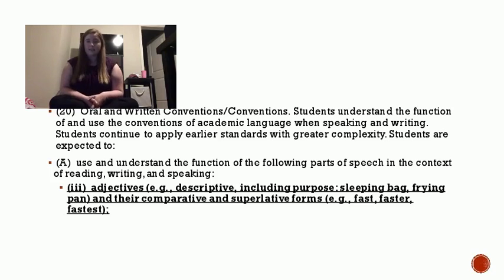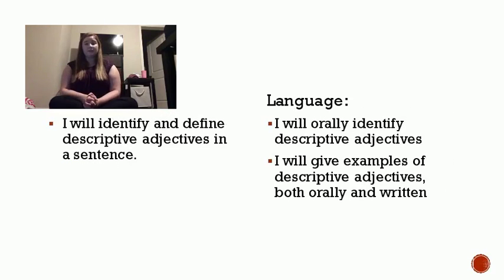The TEK for my lesson today is a grade 4 TEK. It is TEK 20A3, which concerns adjectives, and these adjectives are descriptive, including purpose, like sleeping bag and frying pan. That is what I'll be discussing today. The objectives for this lesson for content are: I will identify and define descriptive adjectives in a sentence. And our language is: I will orally identify descriptive adjectives, and I will give examples of descriptive adjectives, both orally and written.